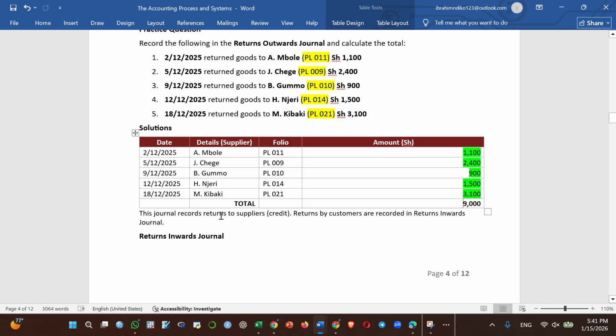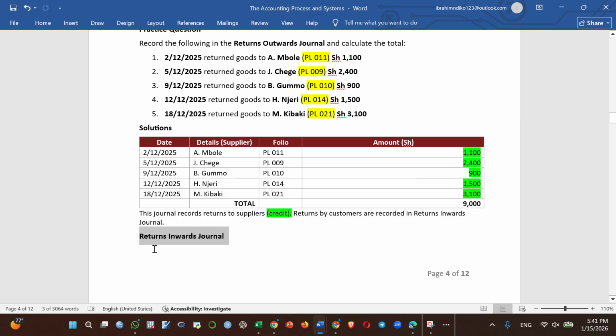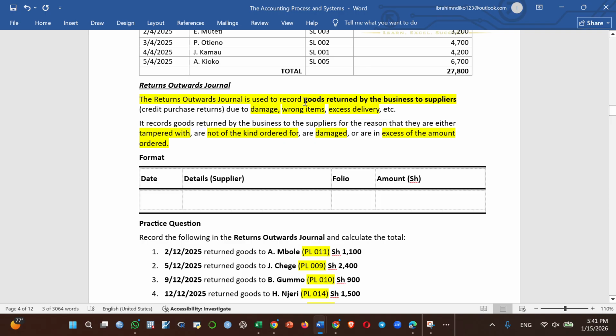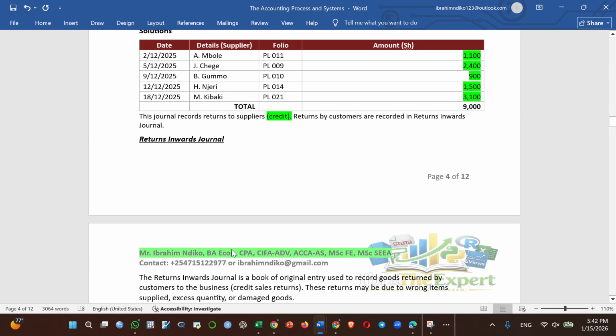Now you note that this journal records the returns to suppliers that were made on credit. The returns by customers are recorded in the return inwards journal. That one is where the customer returns the goods. So for return outwards, this is where the business returns the goods to the supplier.